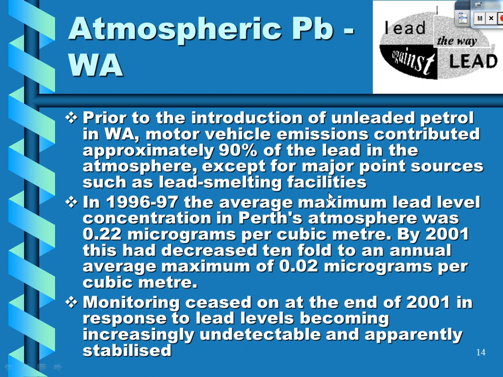And in 1996-1997, the average maximum lead level was 0.22 micrograms per cubic metre. By 2001, 5 years later, that had decreased tenfold. So by actually monitoring the atmospheric lead using AAS, they can see that yes, introducing unleaded petrol had an impact on the amount of lead in the atmosphere. And by 2001, the lead had got so small there was no point monitoring it anymore.